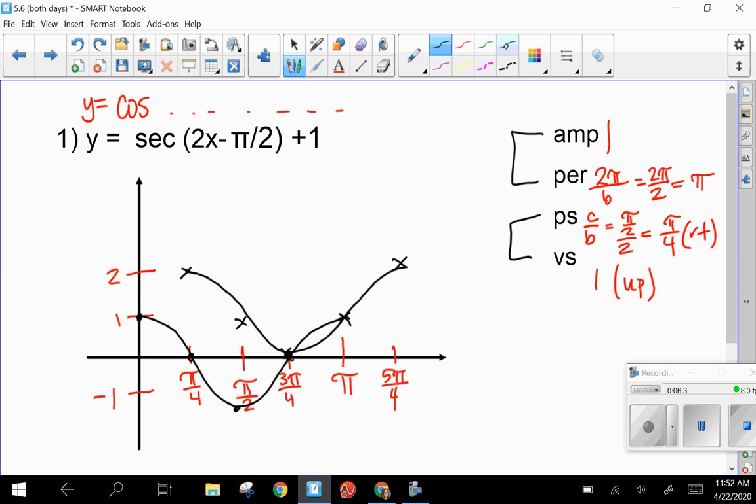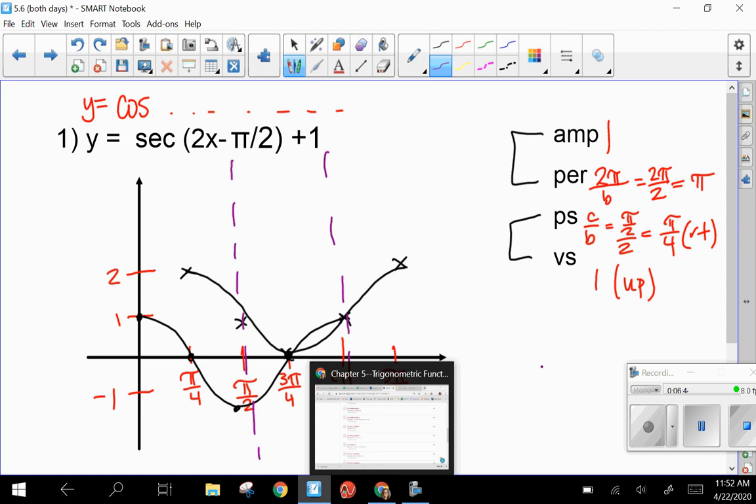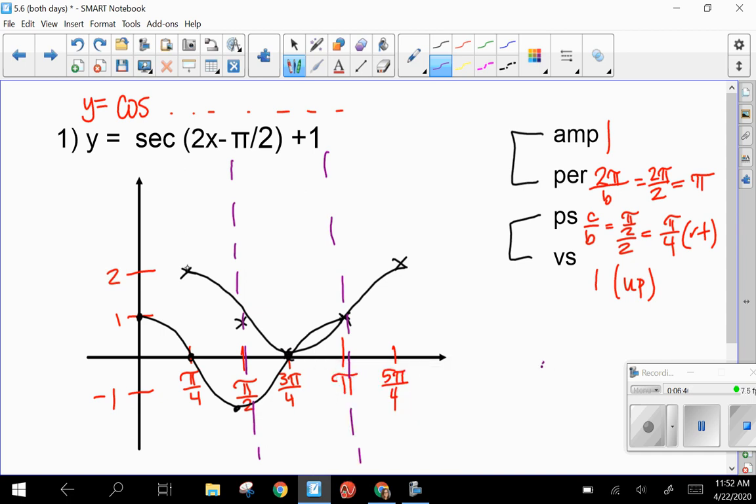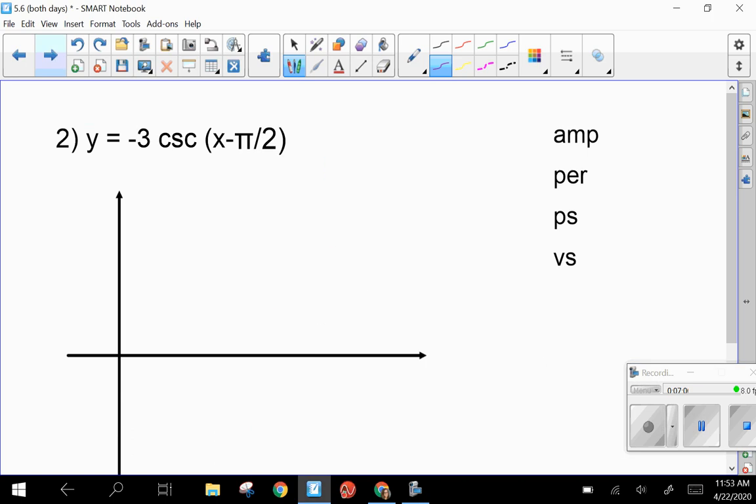Next, switch to your color or your highlighter or whatever it might be. Drop those asymptotes through what would have been the x-intercepts, okay? And then do your reflections. So this graph has asymptotes at pi over 2 and pi. And you need to be able to see that that has moved up 1 unit. Okay, let's do another one.